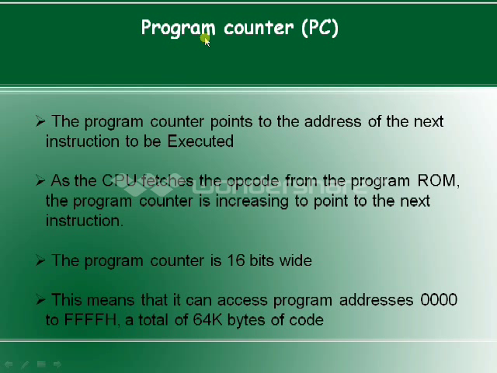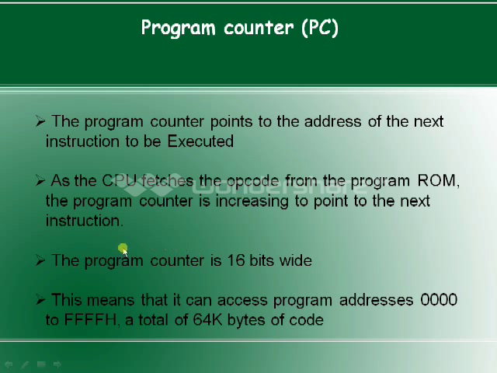Now let us see one more register, that is program counter. The program counter is mainly used for holding the address of the next instruction that is to be executed from the memory. For example, assume that the processor is executing one instruction which is at location 2000, and the next instruction is present at 2002. When the processor is executing the instruction at 2000, the program counter is going to hold the value 2002, which indicates the address of the next instruction in the memory.